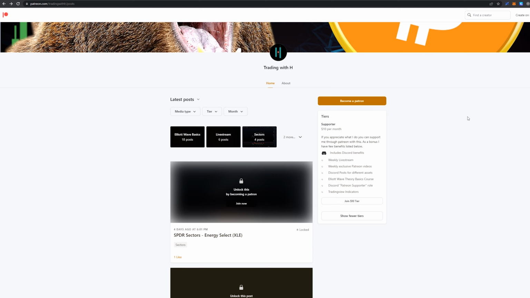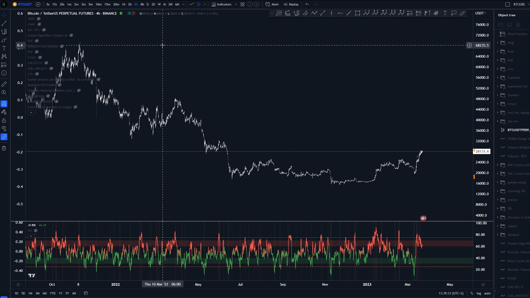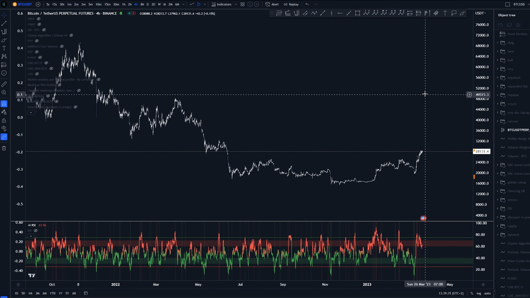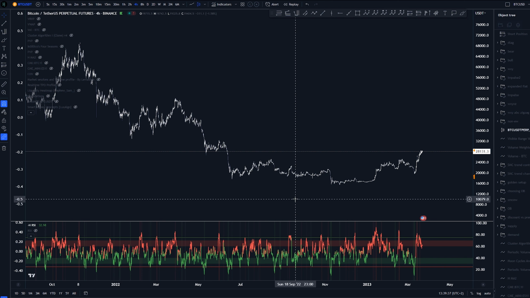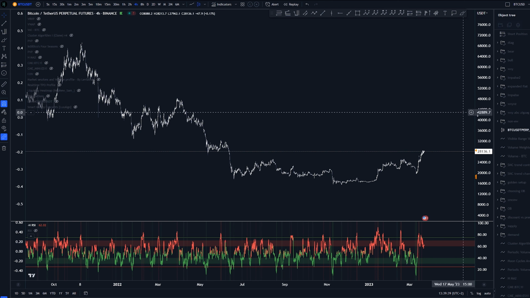Let's get into the charts next. So here we are on the 4-hour time frame for Bitcoin, and today again we're going to be diving in from the macro picture into the micro, and again let's go through the higher time frame structures first.